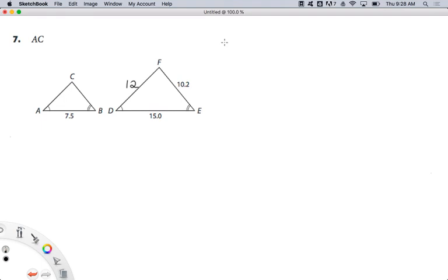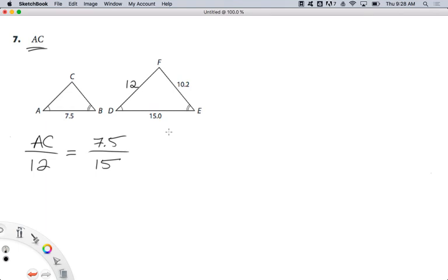How do we solve for AC? Well, what I do is I set up the ratios. I say AC over its corresponding side, 12, equals, I have to find another set of corresponding sides. Well, that's 7.5 and 15. 7.5 over 15. You see? AC over 12 equals 7.5 over 15.